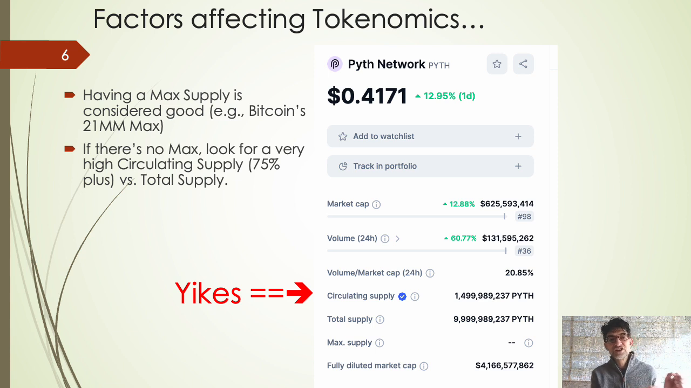If you have a max supply, it's very good, but it implies that your circulating supply is somewhat close to your max supply. When I say somewhat close, you want it to be over 60%, and here I wrote 75%. So this is a case of Pyth Network, whatever you want to call it. This is the second largest oracle.